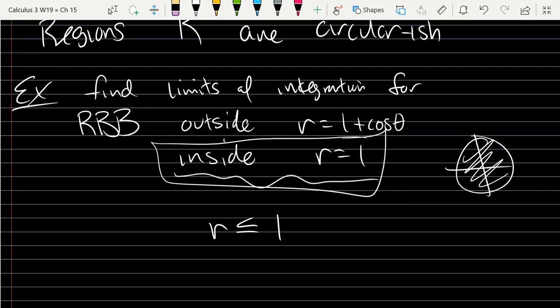Now, outside, what does that mean? Basically means the opposite inequality. Your radius needs to be bigger than what you're looking at. So we'll write it like this. Radius is greater than or equal to 1 plus cos theta. So here is our inequality, where r has to be between.